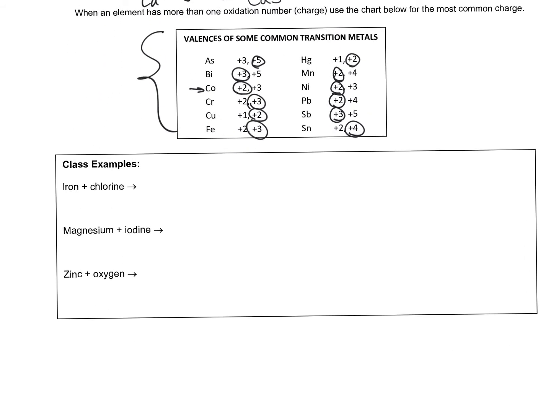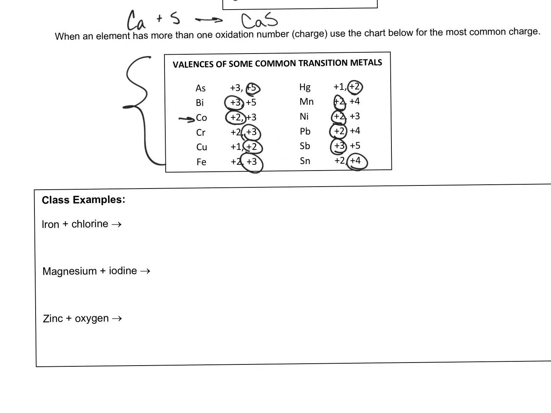So let's do a couple quick examples. If I have iron plus chlorine, Fe plus Cl2, because remember that chlorine is a diatomic, I'm going to make a compound out of those two things. Well, iron is normally unpredictable. It's a transition metal, but I can look at the chart right above me and see that it's probably going to be a +3 charge.